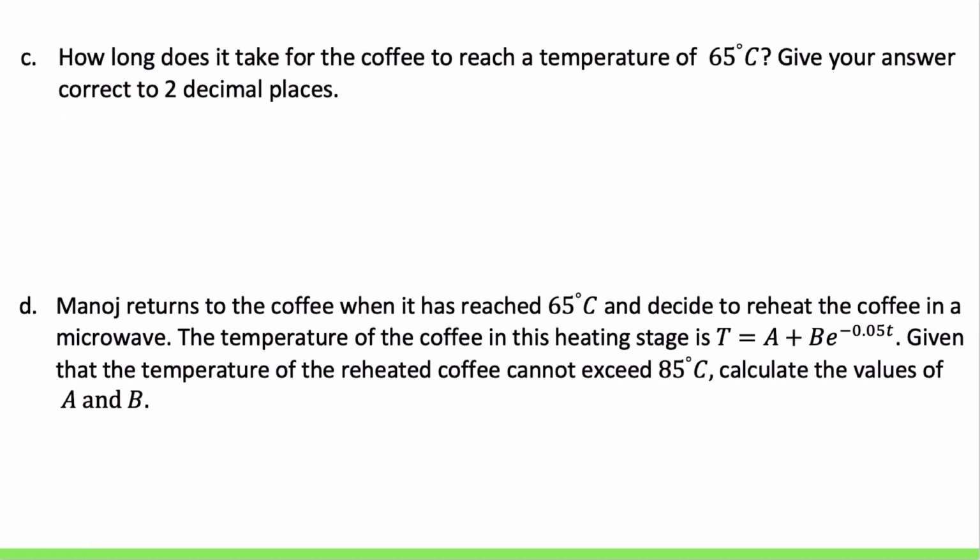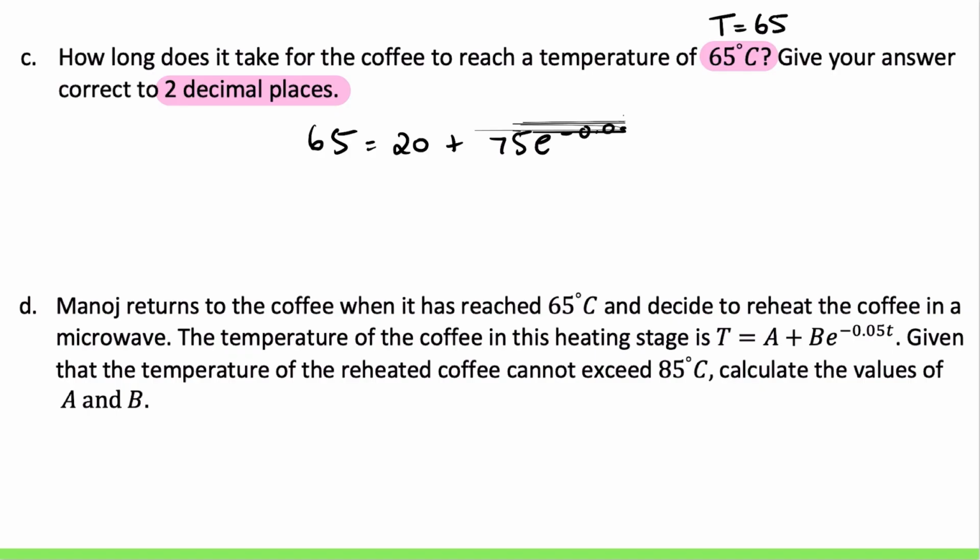Okay, part C, how long does it take for the coffee to reach a temperature of 65 degrees? Give your answer to two decimal places. Now, straight off the back, the fact that it said two decimal places implies that we'll use our CAS calculator. So let's set up our equation and then we will solve it from there. So we want the temperature, so that's capital T, to be 65 degrees. So we'll go ahead and substitute that into our equation.